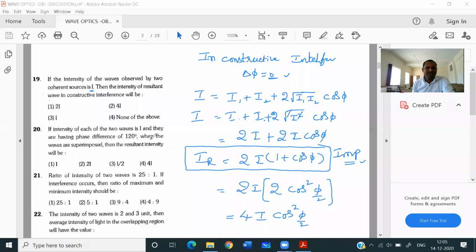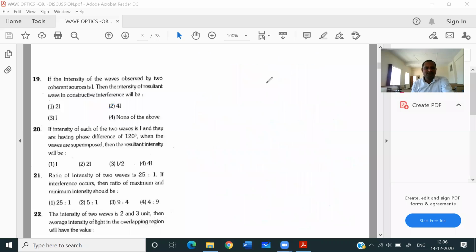Now, according to the question, the intensity of two waves from two coherent sources is I, and we need the resultant intensity in constructive interference. Coherent sources are the sources having constant phase difference and constant frequency. So the phase difference will be 0. If you keep 0 here, cos 0 is 1, so 1 into 4I is 4I. So your answer will be 4 times I. Got it? Next question.